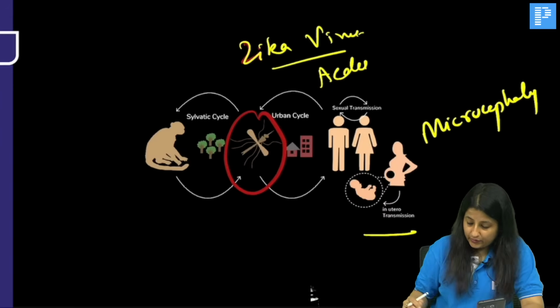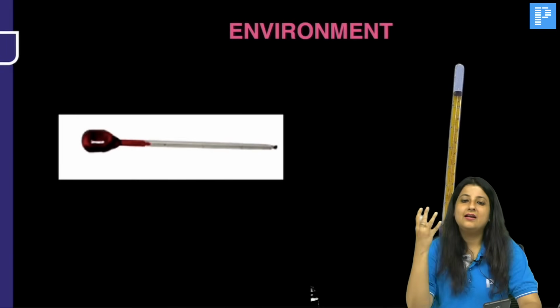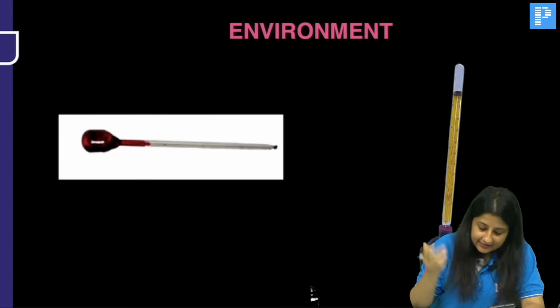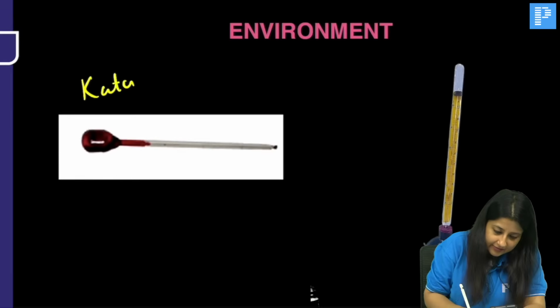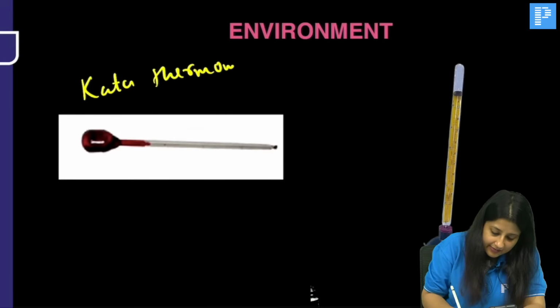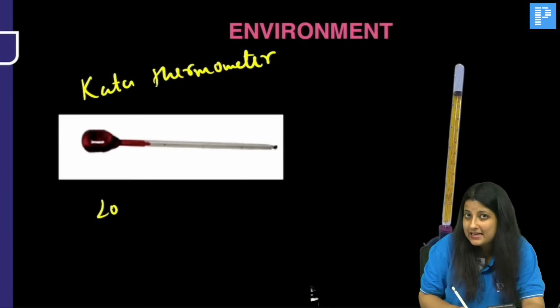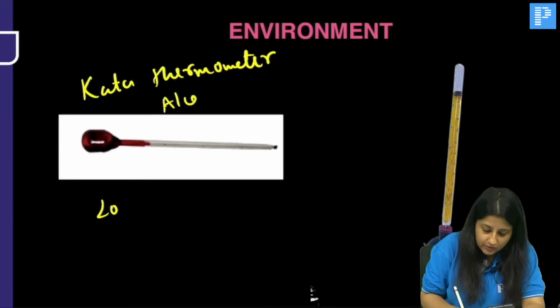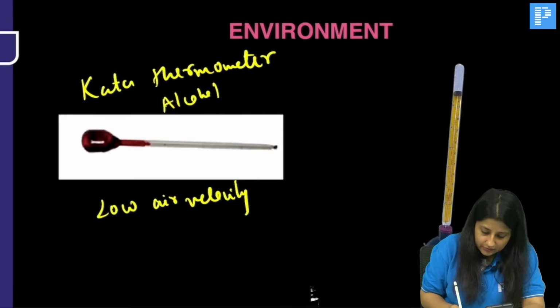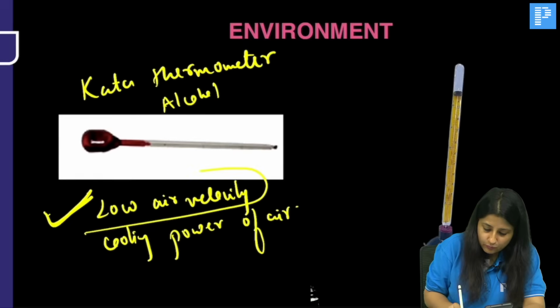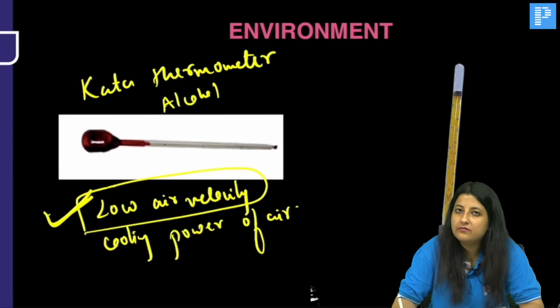All right, okay, one more question. What is the red color bulb? It keeps coming up, it's never going to die out, guys. Kata thermometer. Red color bulb, thin and narrow bulb, Kata thermometer measures. Now this does not have mercury in it, it has alcohol in it. Okay, now this can measure low air velocity. Also it can measure cooling power of air, but in case you have to mark one, you will go with this one. It can measure low air velocity.